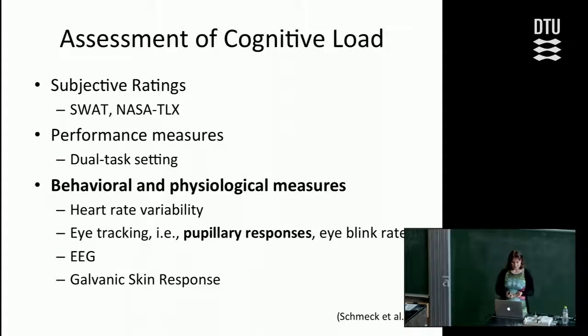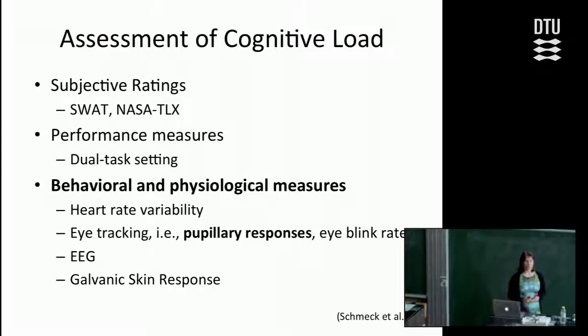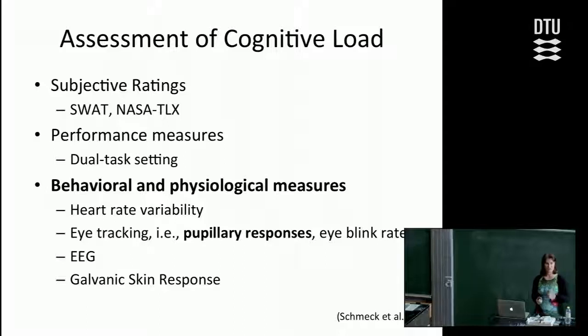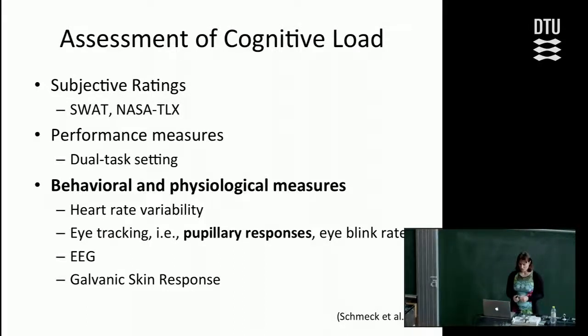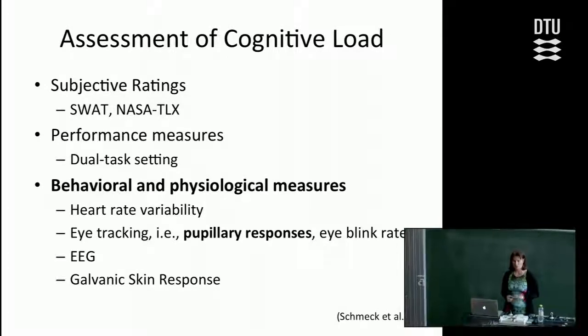So in our setting, we used pupillary response data in order to assess cognitive load. Subjective ratings were not usable because we wanted a continuous measure, and you cannot ask the participants every minute about their cognitive load. That would be too intrusive. Performance measures are also very intrusive and not very realistic, because there's always a secondary task running in parallel.